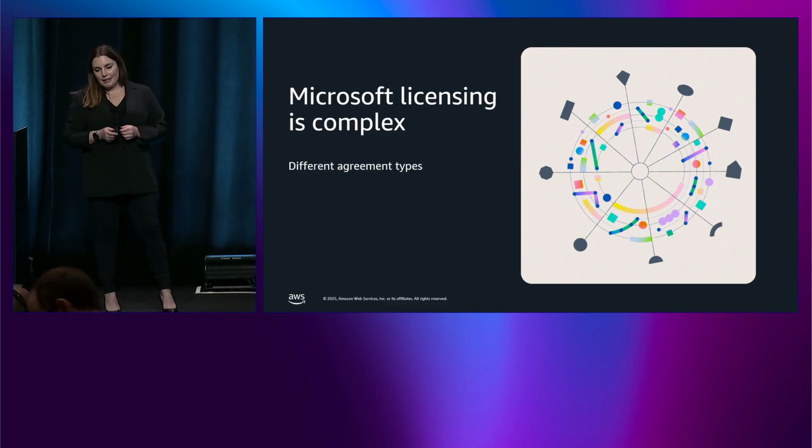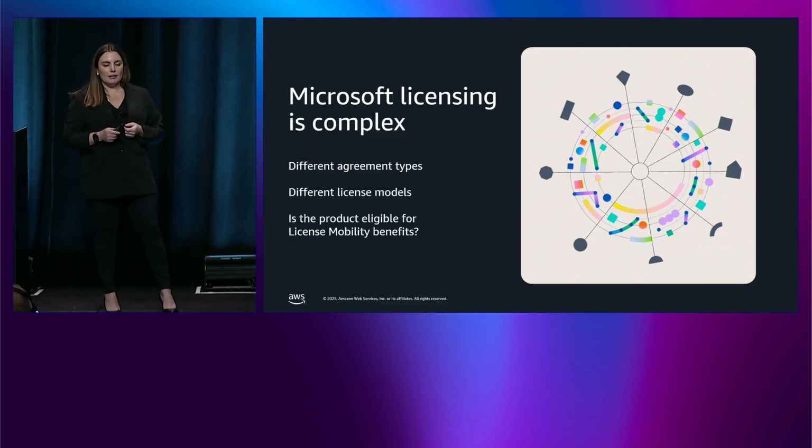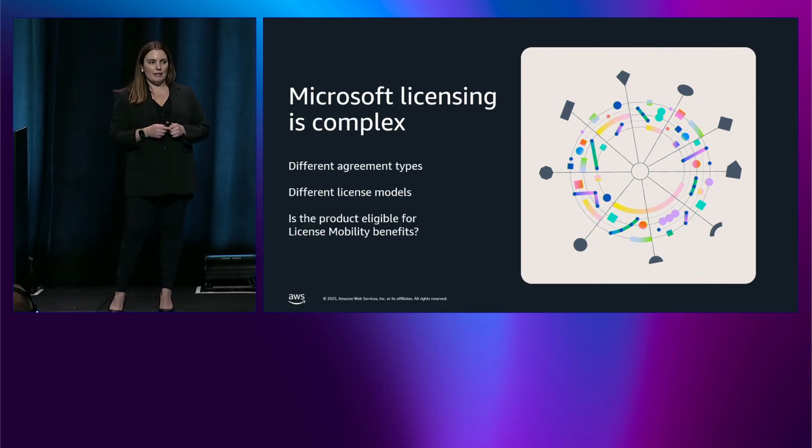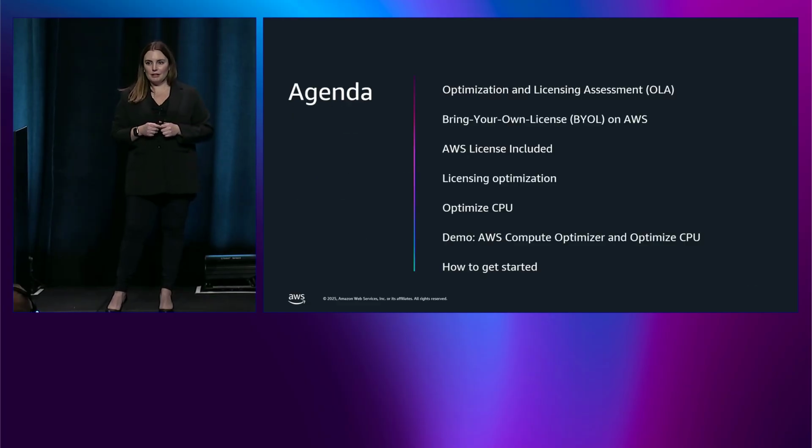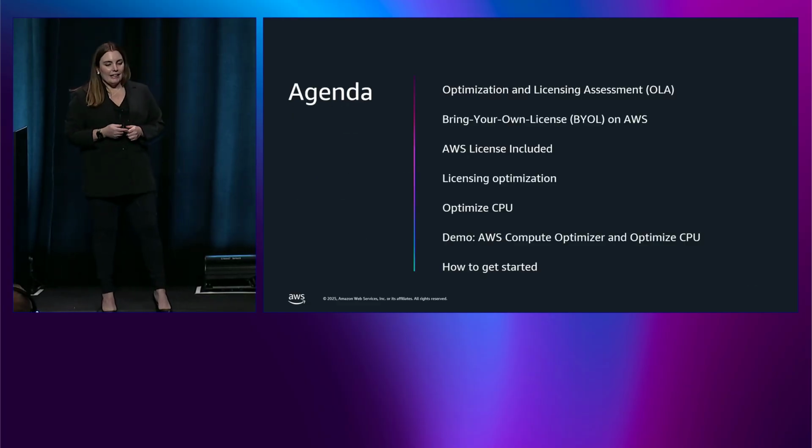Microsoft licensing is complex. There's different agreement types, different license models. Is the product eligible for license mobility benefits? Show of hands if anyone knows about license mobility benefits. Good, all right, nice. So today we're going to speak to you about the optimization and licensing assessment. Val's going to kick that off. That's a fully funded program that we have for enterprise workloads, not just Microsoft licensing.